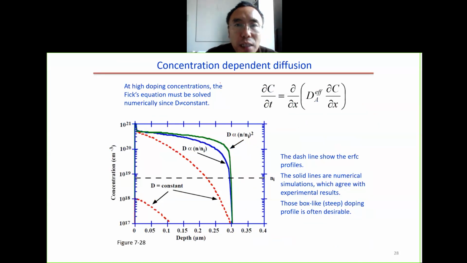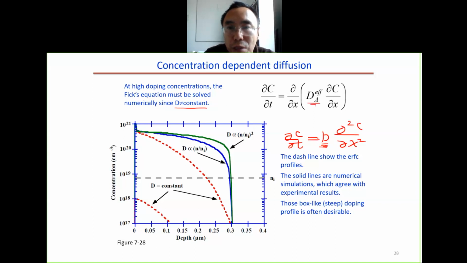The second effect is the concentration dependent diffusion. Previously we have been solving this equation here, with D. We have been solving it because D is constant. When D is not constant, we need to leave the D inside. So this is what we get, as you see here.